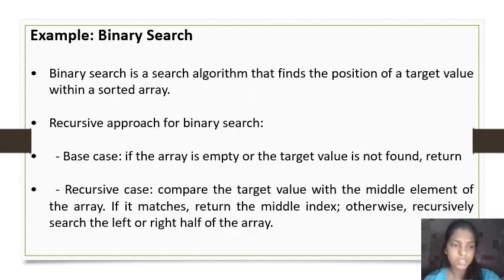And the next one is binary search. Binary search is a search algorithm that finds the position of a target value within a sorted array. The recursive approach for binary search has two parts. The base case: if the array is empty or the target value is not found, we return. In the recursive case, compare the target value with the middle element of the array. If it matches, return the middle index. Otherwise, recursively search the left or right half of the array. This is the binary search.